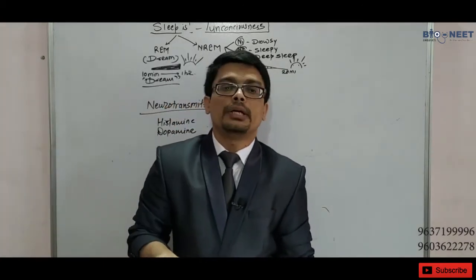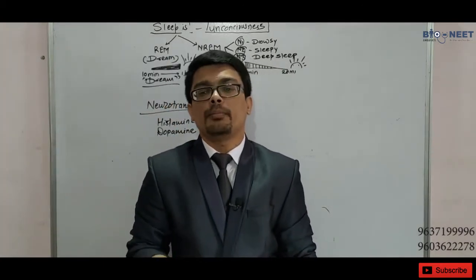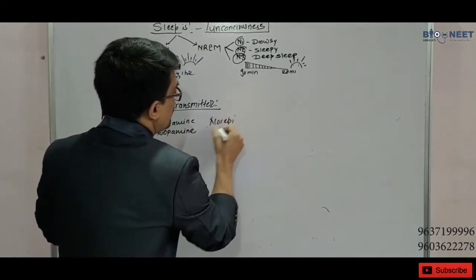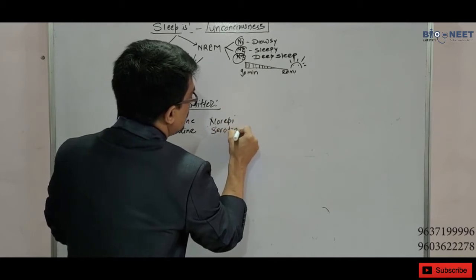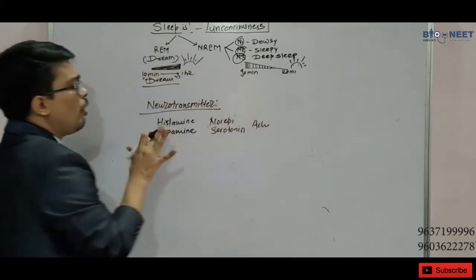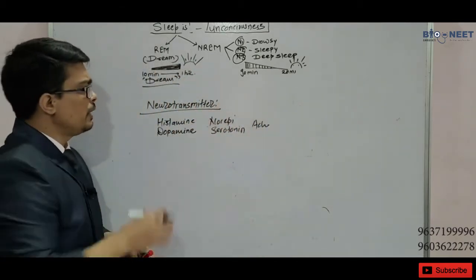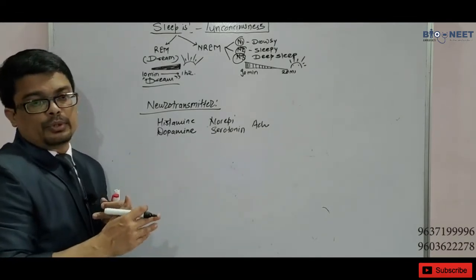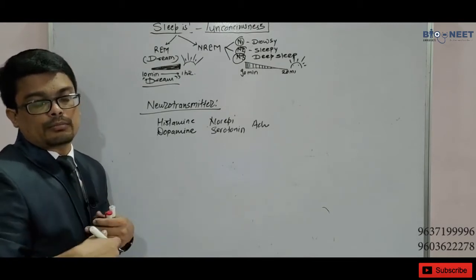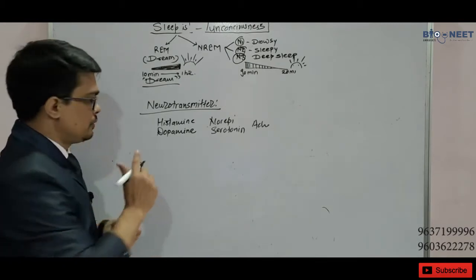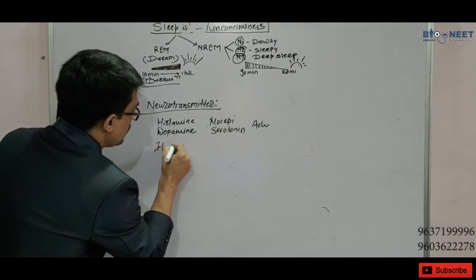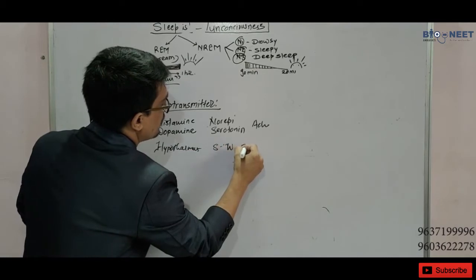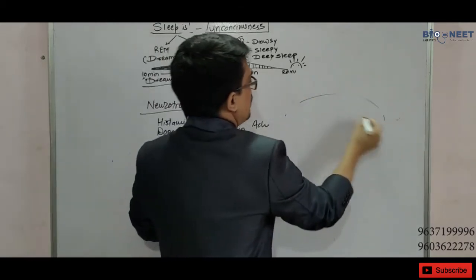Histamine, dopamine, norepinephrine, serotonin, acetylcholine: these are neurotransmitters. They play an important role during sleep, right? And who controls this sleep-wake cycle? We already saw that in your previous lecture. The hypothalamus. The hypothalamus controls the sleep-wake cycle, right?